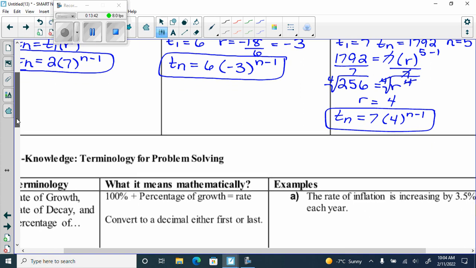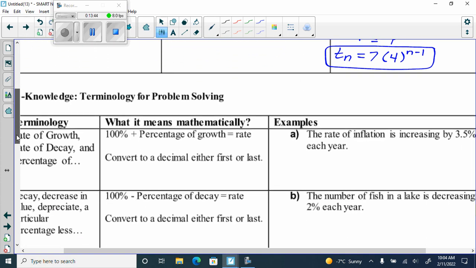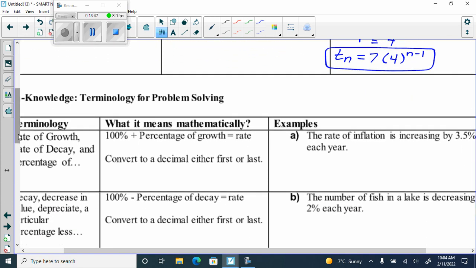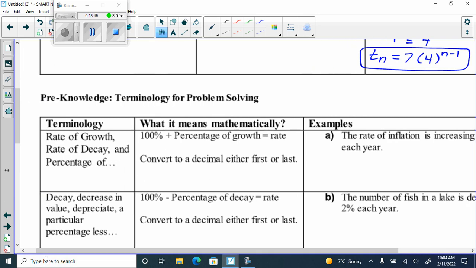Here are the word problems. Okay, so here's your terminology, paying attention to word problems, where I lose people. We have rate of growth, rate of decay, and percentage of. 100% plus percentage of growth equals rate. Convert to decimal, either first or last.